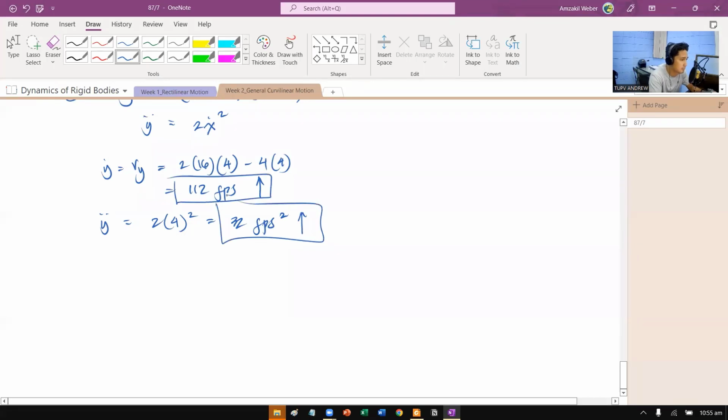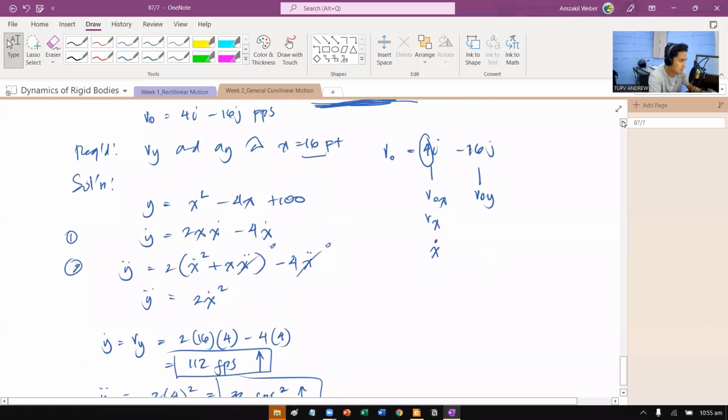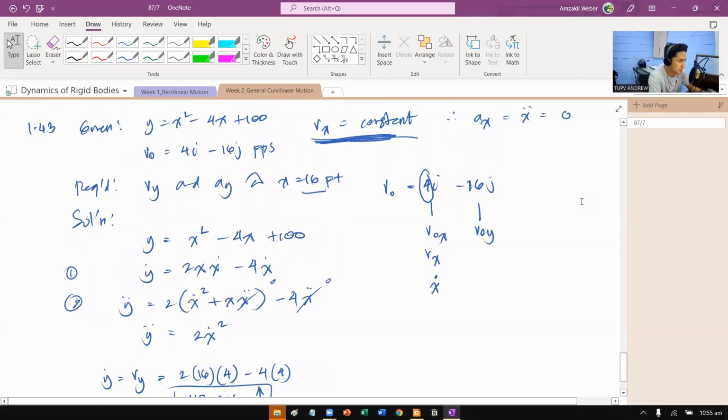Let's just check visually to verify our result. We have the equation already: y is x squared minus 4x plus 100.